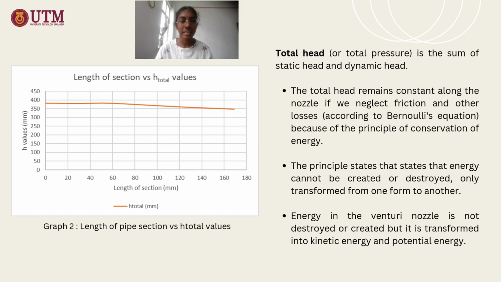As for the total head, why does the graph look like a line? Because total head is the sum of static head and dynamic head. The total head value will be constant because according to the principle of conservation of energy, energy cannot be created or destroyed. That's why the energy in the Venturi nozzle remains constant, but it can be transformed into another form of energy, which is potential energy and kinetic energy.